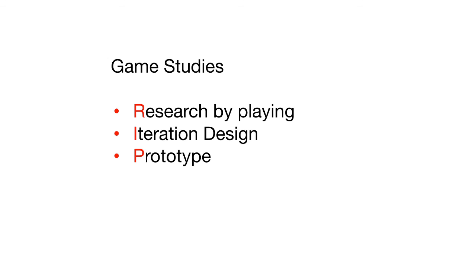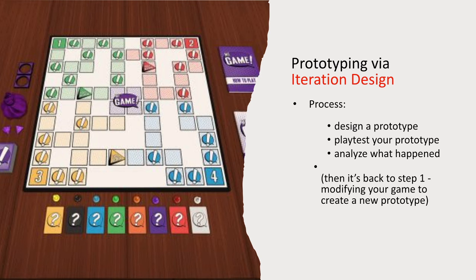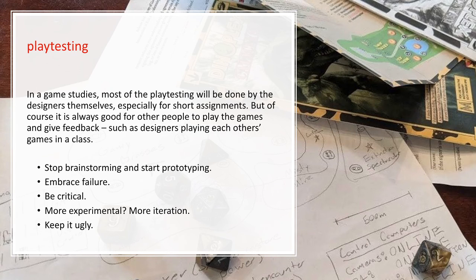Now, so RIP, so prototyping via iteration design, the process: design a prototype, play test your prototype, analyze what happened, then it's back to step one. Modifying your game to create a new prototype, etc. Then play testing. Most of the play testing will be done by the designers themselves. Basically, you guys will do the play testing on your own, but again, you will need to do lots of this play test with guest players, right?